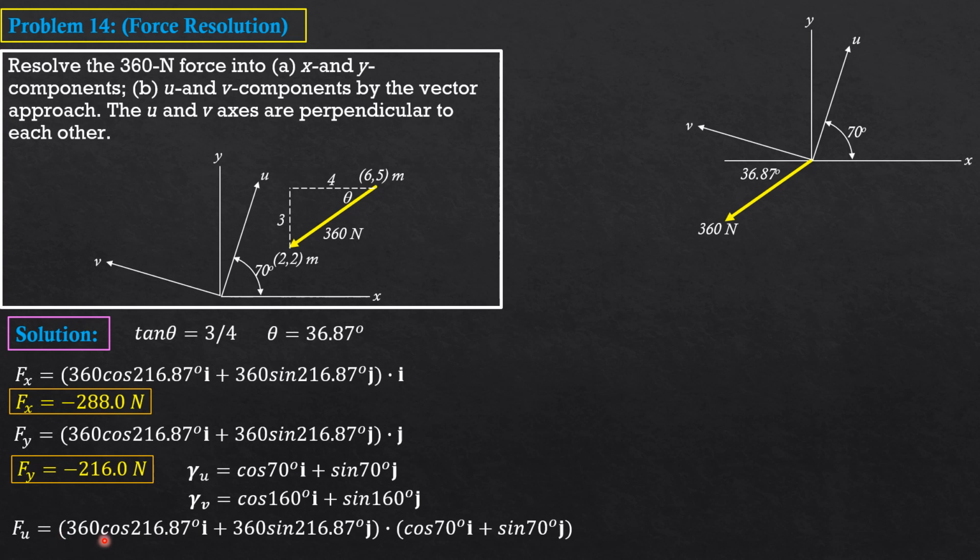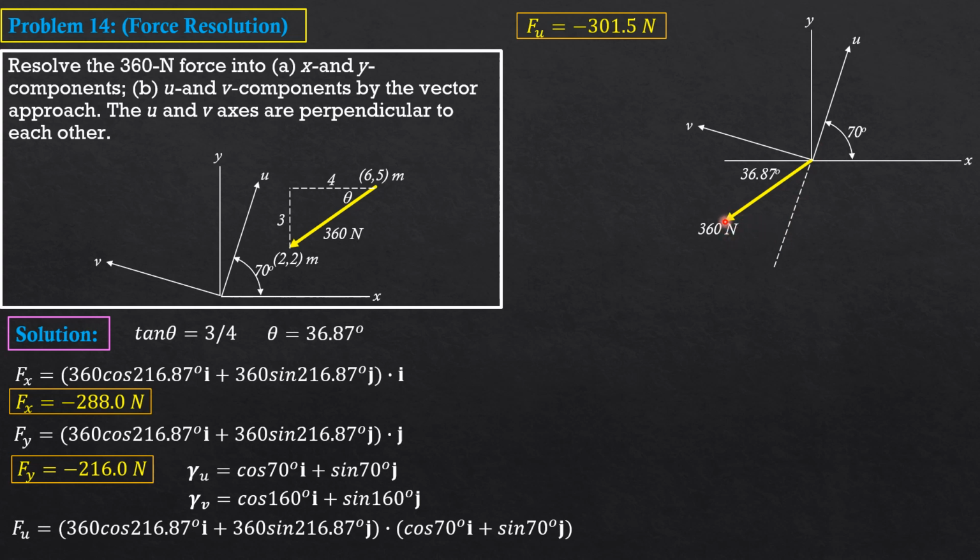And by expansion, this is 360 cosine 216.87 times cosine 70 degrees plus 360 sine 216.87 times sine 70. And Fu is equal to negative 301.5 newtons. Fv, on the other hand, so obviously Fu is negative. So the other way is, Fu is this component here.